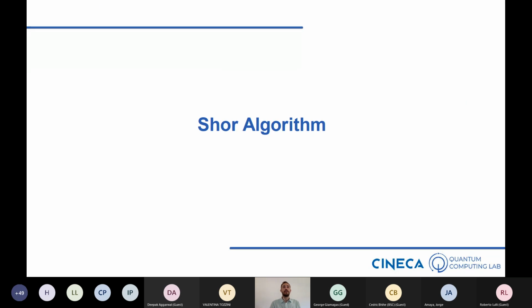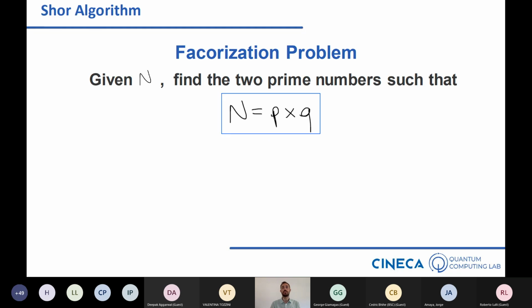I'm not going to go into detail with the Shor algorithm because it's quite complicated, but the idea is the following. The Shor algorithm solves the factorization problem. What is the factorization problem? You get n, a large number, and the task is to find the prime numbers p and q such that n equals p times q. So for example, if I tell you n equals 15, p and q are 3 and 5.